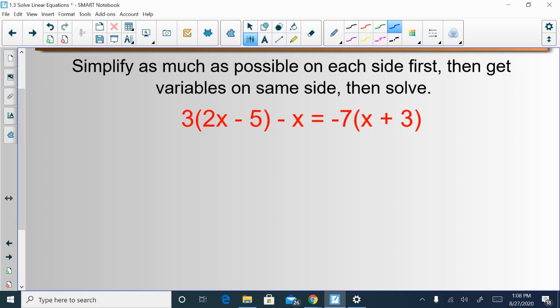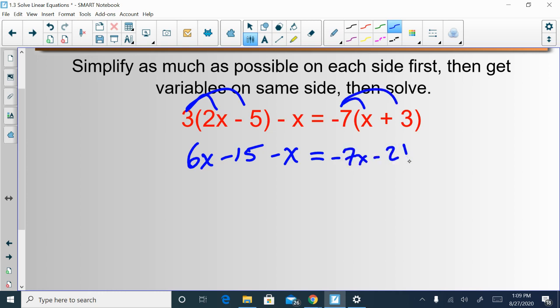So we got a lot of distributive property here. Again, we have the numbers in front of the parentheses. Here it's a 3. We got to multiply it by both. So 3 times 2x would be 6x, and 3 times negative 5 would be minus 15. This negative x is just going to carry down. Here you have a negative 7, and that negative 7 needs to get multiplied by both. So you have negative 7x minus 21.